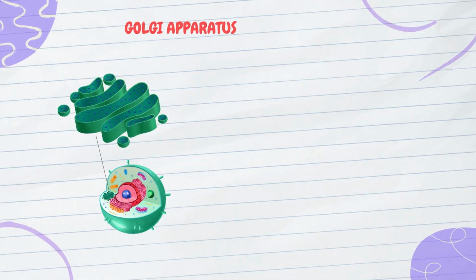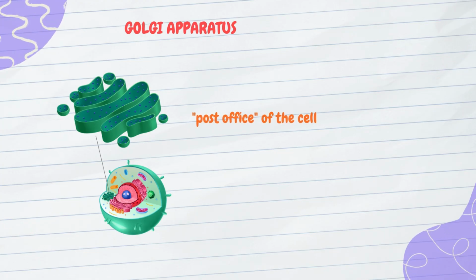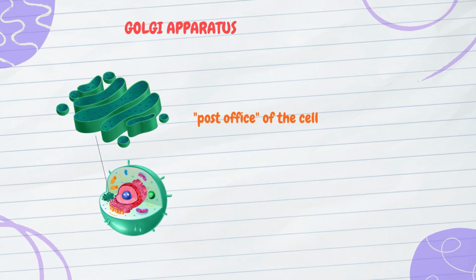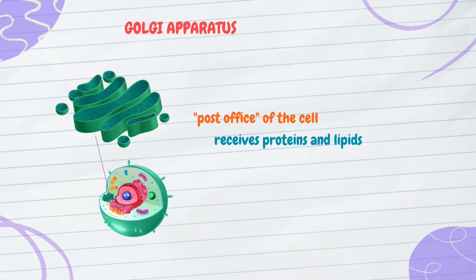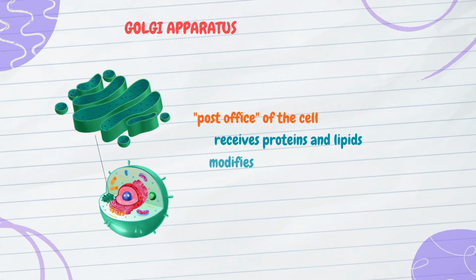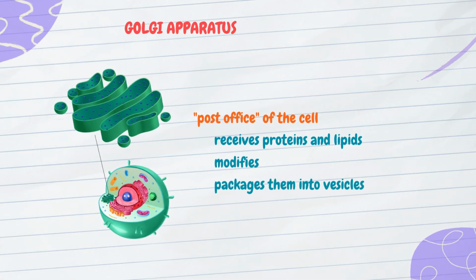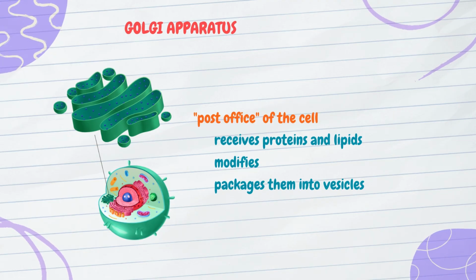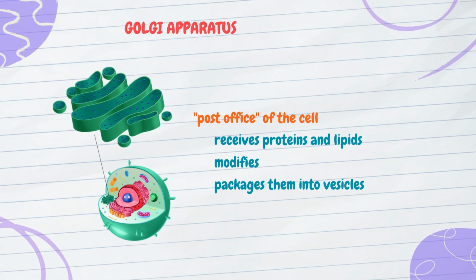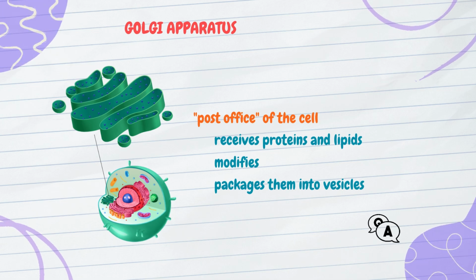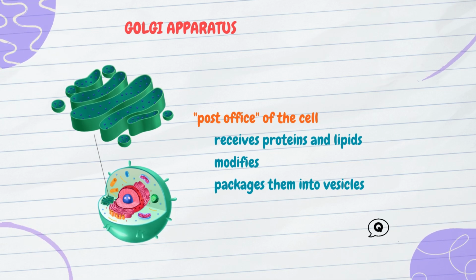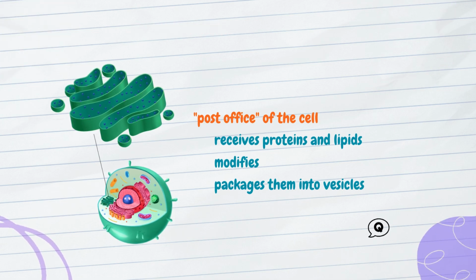Next, the Golgi apparatus. The Golgi apparatus, often referred to as the post office of the cell, receives proteins and lipids from the endoplasmic reticulum, modifies and sorts them, and packages them into vesicles for transport to their specific destinations inside or outside the cell. Challenge 7. If the Golgi apparatus stopped working, which cell process would break down first?